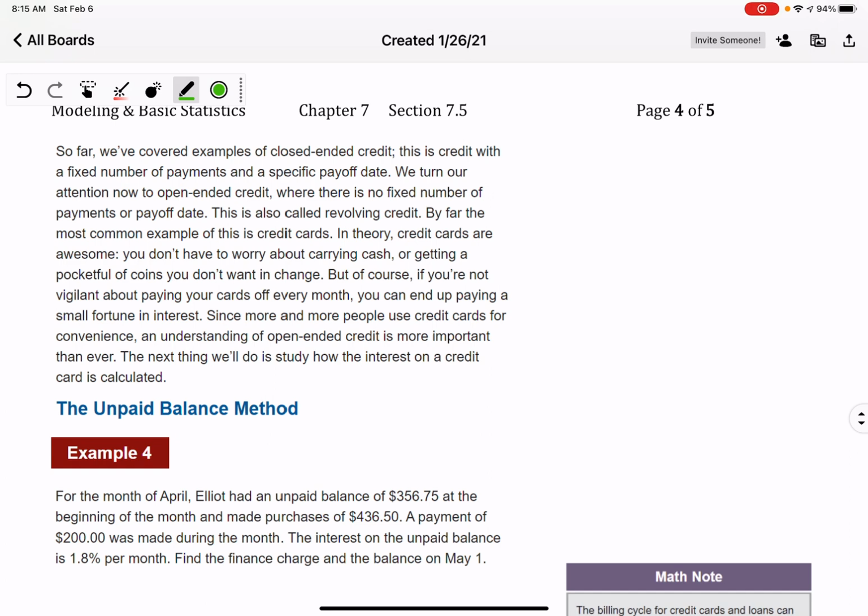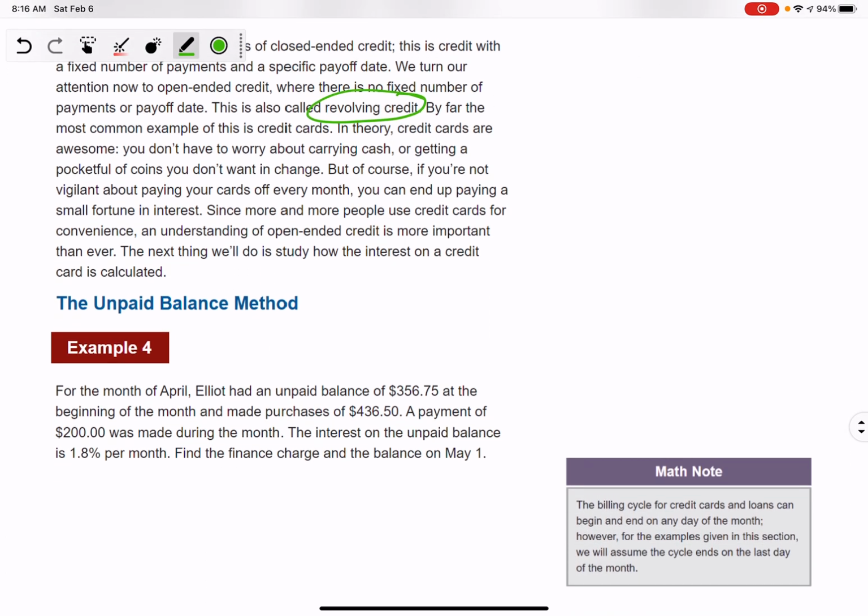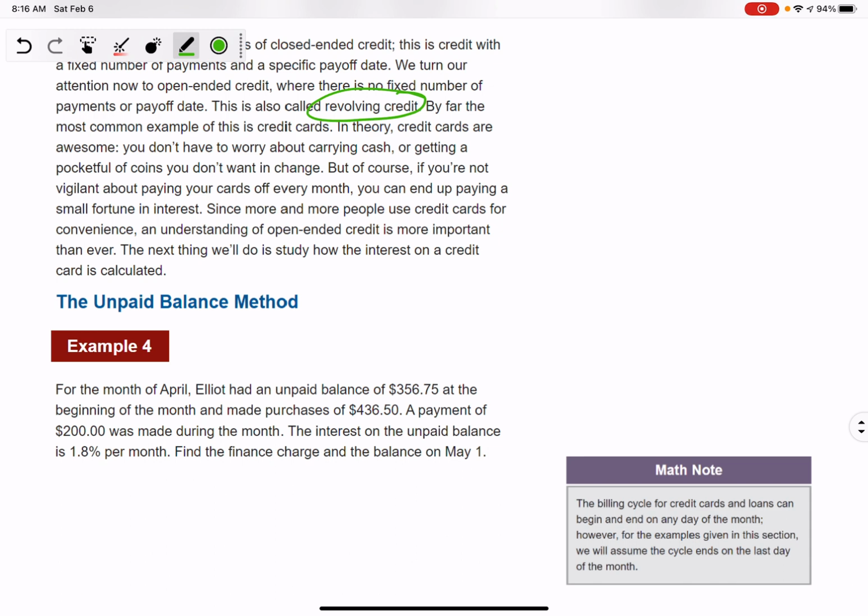But anyways, we are going to talk about open-ended credit where there's no fixed number of payments or payoff date. These are like our credit cards. So by far, the most common example of this is credit cards. In theory, credit cards are awesome. You don't have to worry about carrying cash or getting a pocket full of coins you don't want in change. But of course, if you're not vigilant about paying your cards off every month, you can end up paying a small fortune in just interest. Since more and more people use credit cards for convenience, an understanding of open-ended credit is more important than ever. The next thing we'll do is study how the interest on a credit card is calculated.